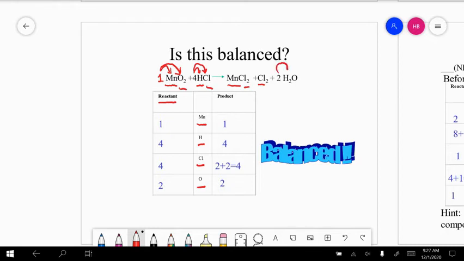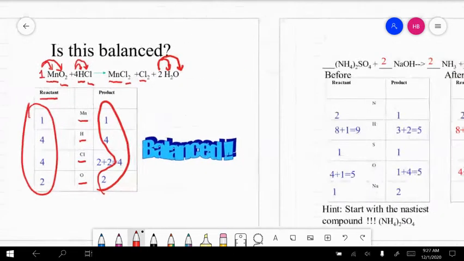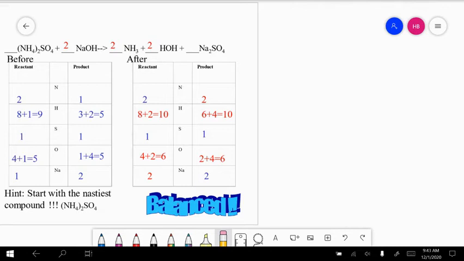Water has 2 times 2 or 4 hydrogens and 2 times 1 or 2 oxygens. When you add them all up, the numbers here have to be the same as the numbers here. If they are, you say it's balanced. All right, for this one, I'm going to do this off to the side so you can see what the problem would look like beforehand and how we would construct a T-chart. So this is what a problem would look like.